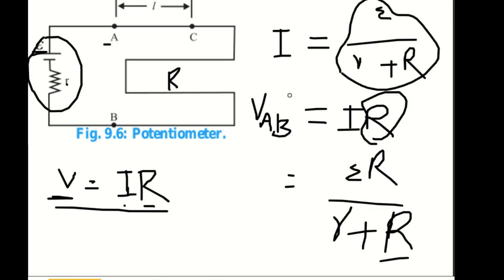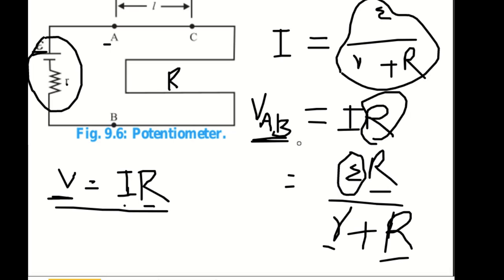Now look carefully in this equation. R is the resistance of this circuit A to B, so this will be constant. The small r is the resistance of the battery, or we call it internal resistance, so this is also constant. So until the epsilon of this circuit, that is the battery, is constant, the potential difference is not going to change.